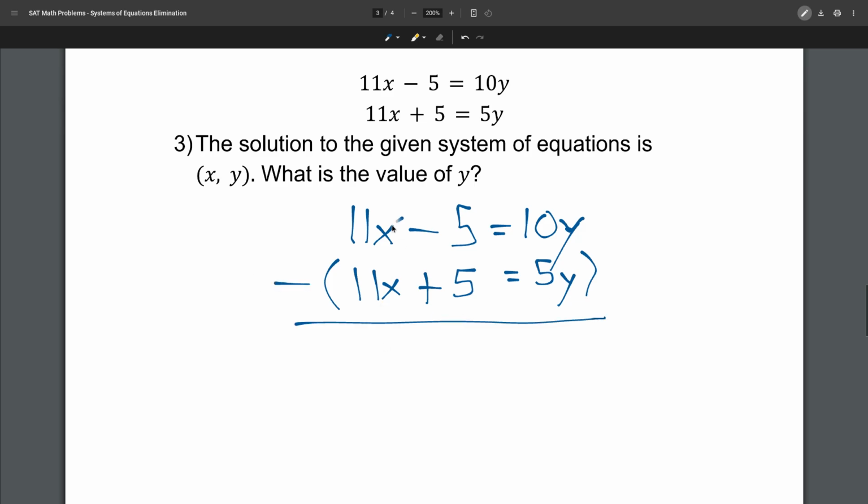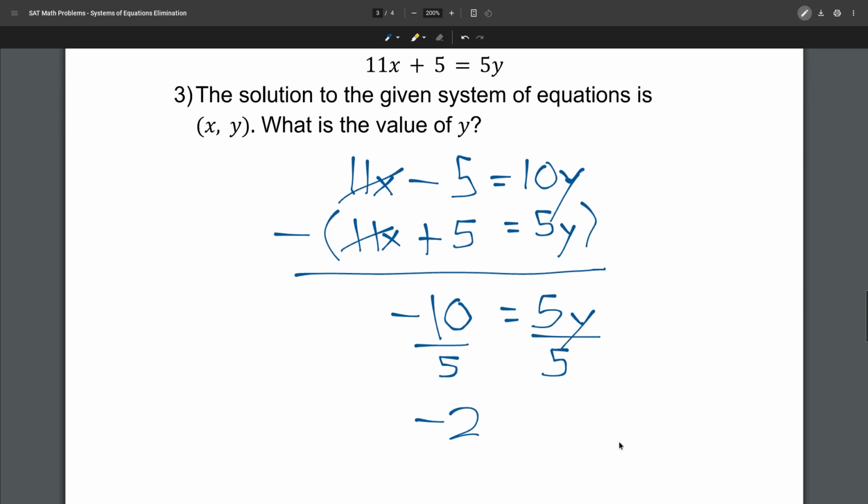11x minus 11x is 0. We can cross these out. And then we have negative 5 minus 5. That's negative 10. And that equals 10y minus 5y, which is 5y. We now want to solve for y, so we're going to divide both sides by 5. Negative 10 divided by 5 is negative 2. And that's equal to 1y, which we can just write as y. So y equals negative 2 in this one.